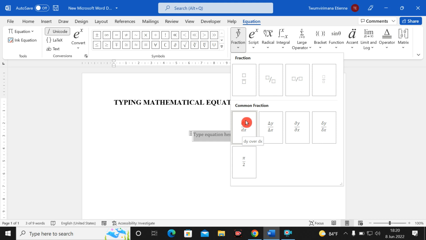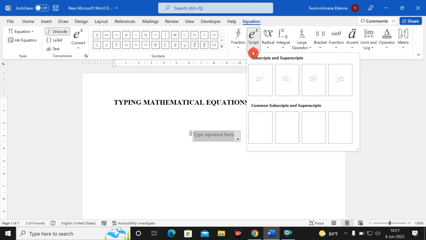dy over dx. For those who did mathematics, you now get it, dy over dx. Here you have cap delta y over cap delta x, and here we have partial y over partial x. Next we have delta y over delta x, and here there is pi over 2. We use all of these when we are going to type fractions.